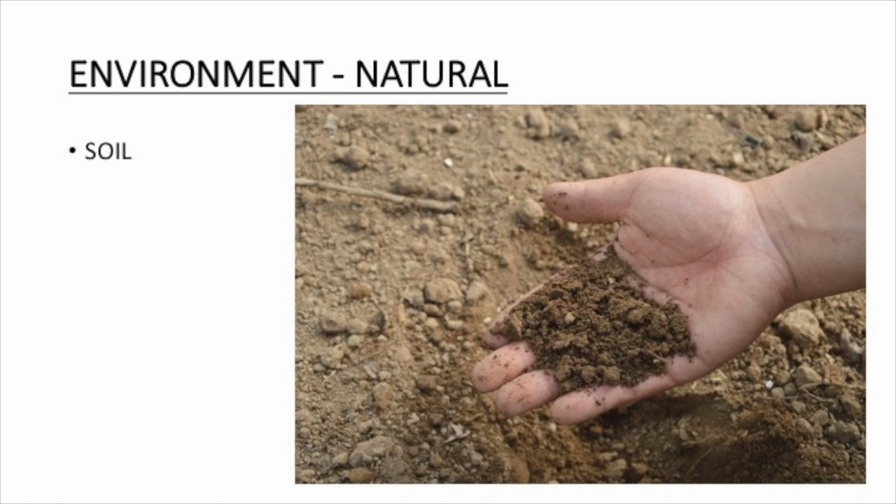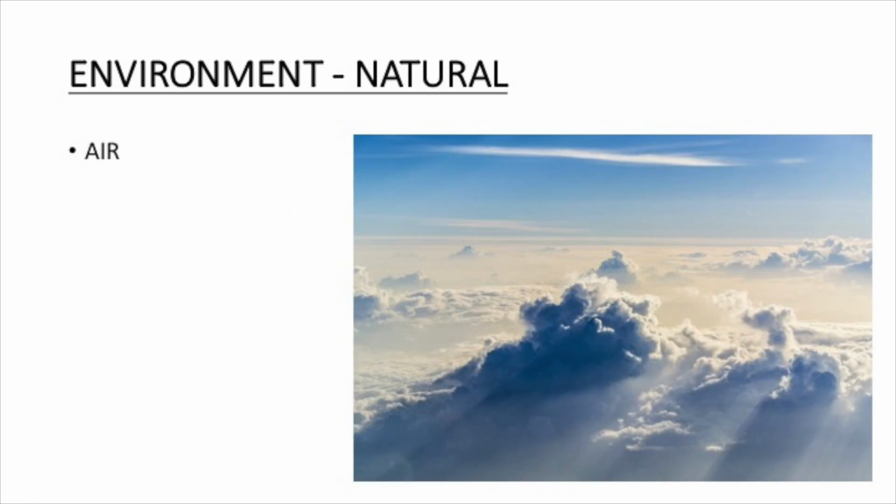So, thinking about natural environment, one of the biggest and best examples, soil. Yes, soil is natural. It's part of the earth. Anything we want to grow comes from soil. And you can see here, we have the soil in the ground like this. Air. Air is everywhere. Is air natural or man-made? Natural, yes. We don't have to make air. Air is already everywhere around us. So it's what we call natural environment.